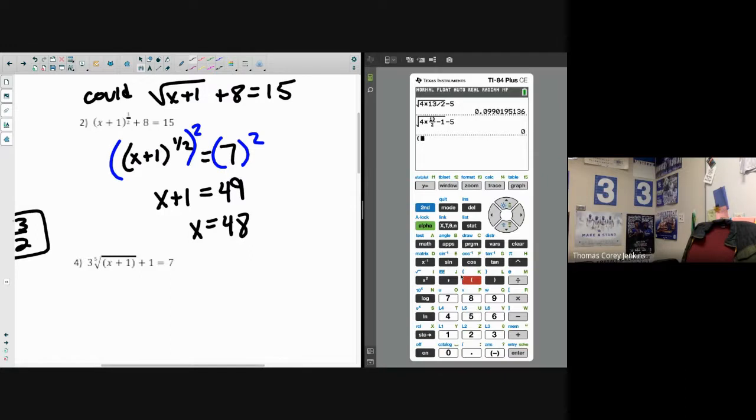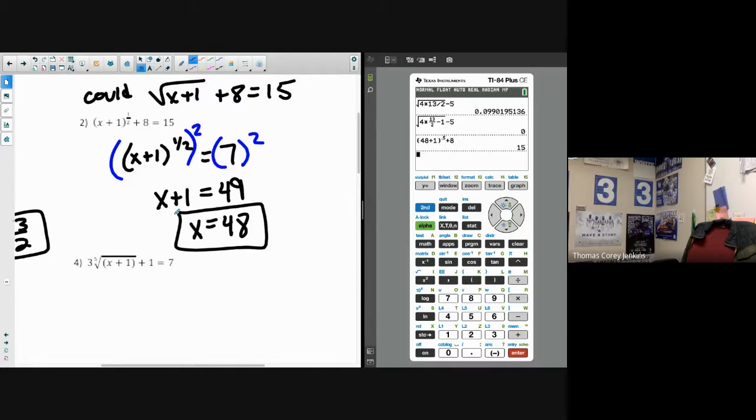And before I box it in, I will just confirm that that works. Okay, so it's the quantity x plus 1. So I'll just do 48 plus 1 in parentheses, raised to the 1/2 power. I'm just going to do 0.5 there to save time. And then plus 8. And what we want to see there is 15. And that's what we see.